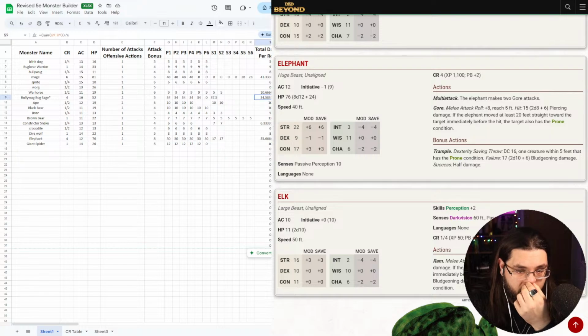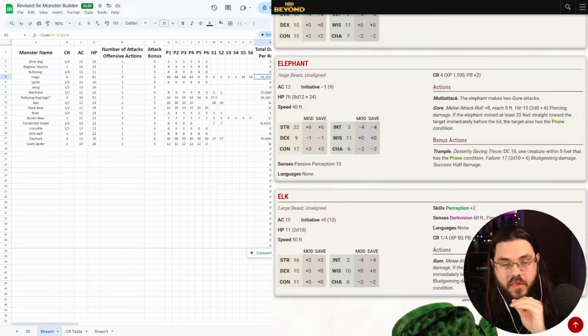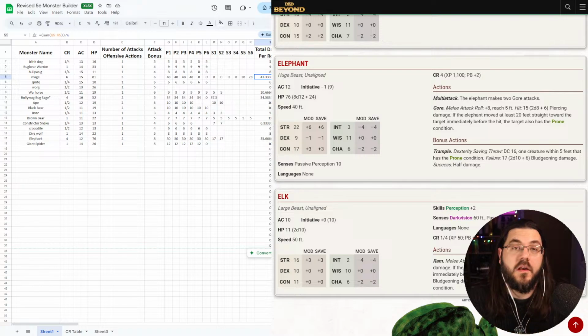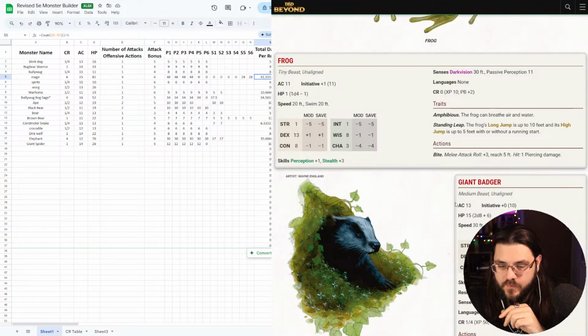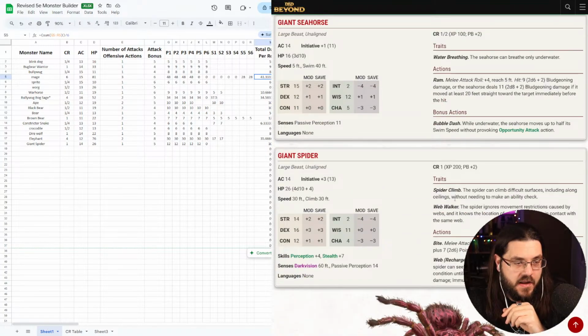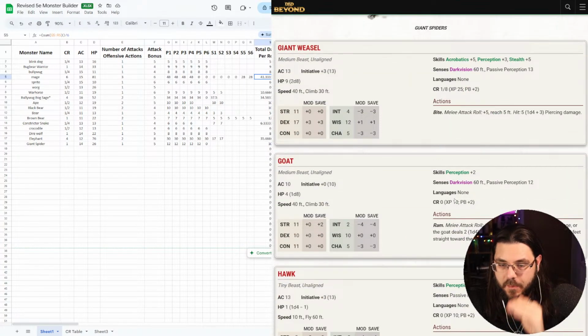CR for Bullywug Sage. That keeps it consistent with Bullywug Sage within a couple points. The Mage is still a little bit higher than that at CR6. Cool. That feels like it's more consistent. Well spotted, Bob. And then Giant Spider. And we're back on track.